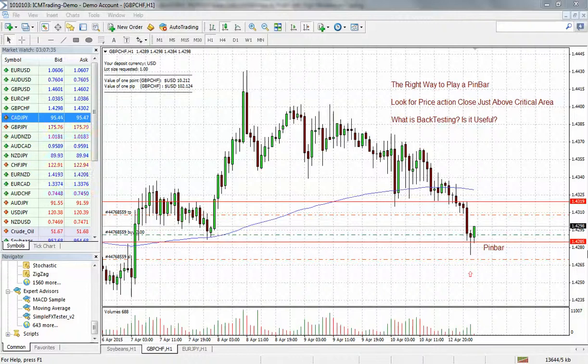On the British pound, Swiss franc on the 1 hour chart, and very simple. I'm playing a pin bar. You see the pin bar here. And we might, to be honest with you, actually get stopped out during this video. Not stopped out, but my target might get triggered on this during this video actually.